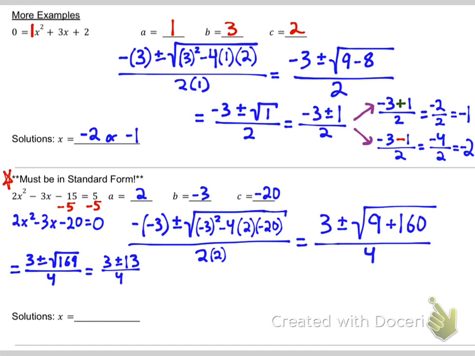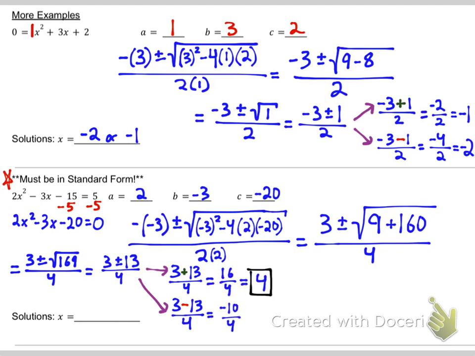So we can take the square root of 169, and we get this, which we're going to break into 2 equations, 3 plus 13 over 4 and 3 minus 13 over 4. 3 plus 13 over 4 becomes 4, and 3 minus 13 over 4 becomes negative 5/2, or negative 2.5.